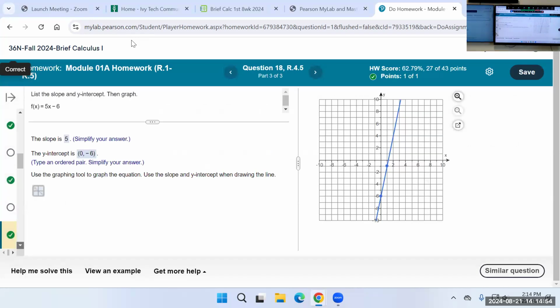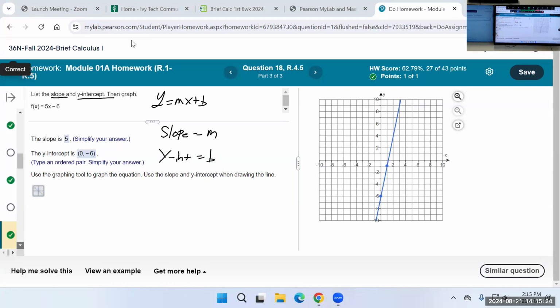List the slope and y-intercept of a line. So this homework is going everywhere, but we know what lines are. Y equals mx plus b. Okay, so slope and y-intercept. Y equals mx plus b. M is the slope, rate of change. The y-intercept is that b.